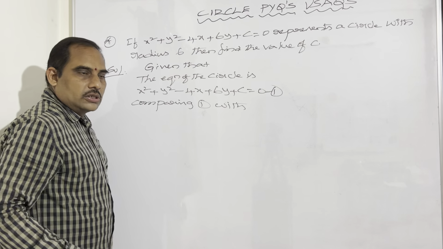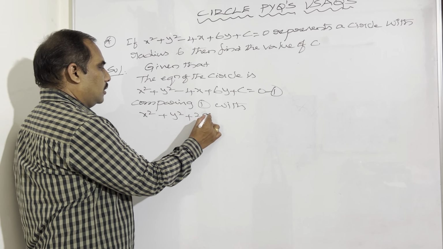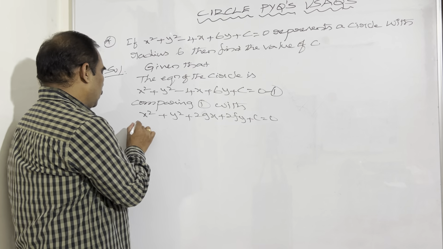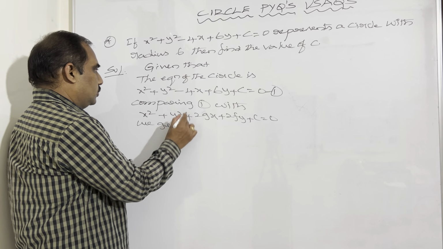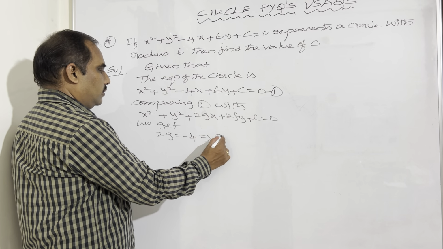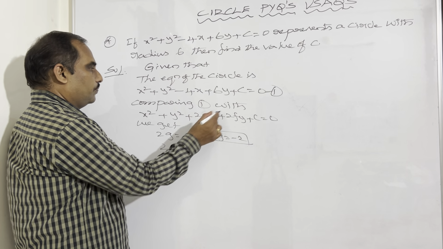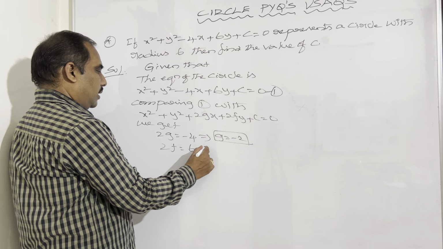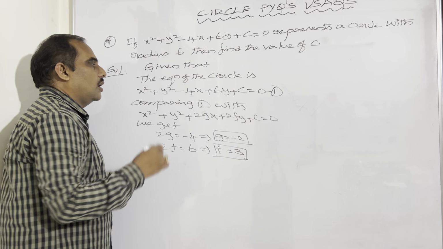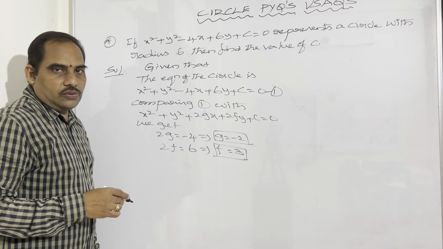general form of the equation of the circle, x square plus y square plus 2gx plus 2fy plus c is equal to 0. So we get here 2g is equal to minus 4, and from this g is equal to minus 2, and clearly 2f is equal to 6. From this f is equal to 3. So we have to find the value of c here. c is the constant.